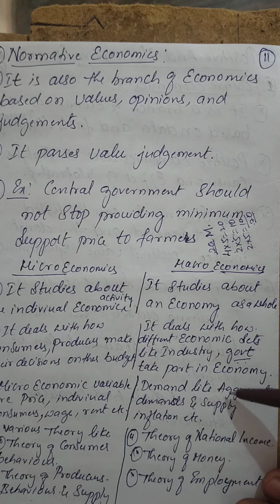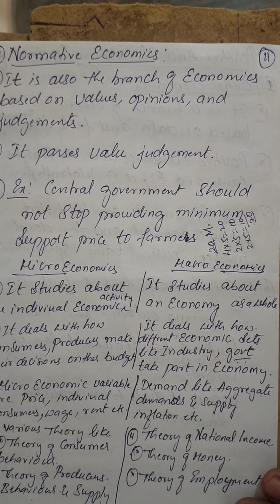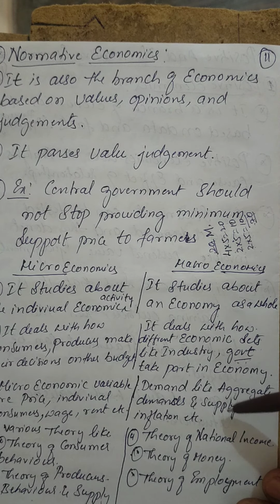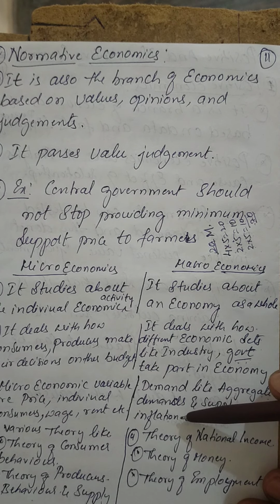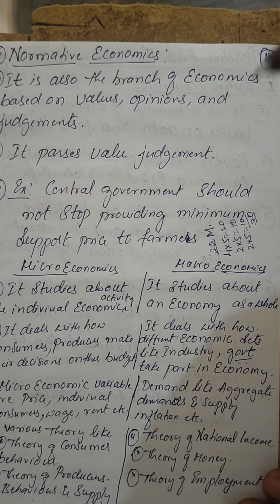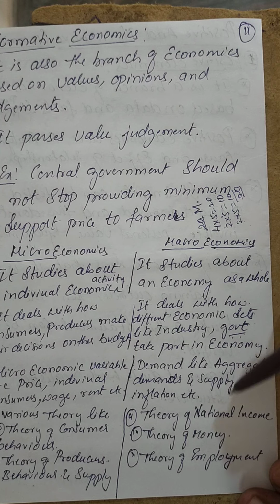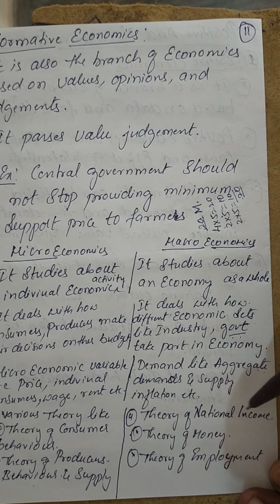Next, demand, like aggregate demand, supply and inflation we speak here. Aggregate demand of the products being produced in the markets, aggregate supply of the products being sold and supplied in the market, those things we are going to speak. Inflation, you know, there is a rise and fall in the activity of money transactions, we'll see all those things. Next comes lastly theory of national income.